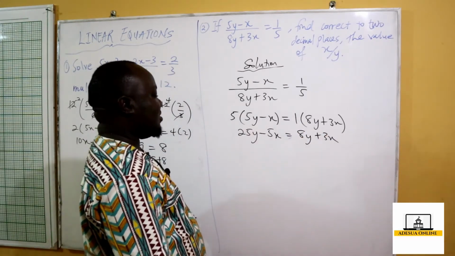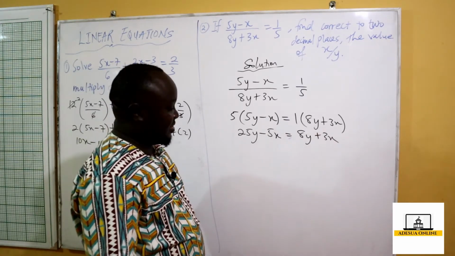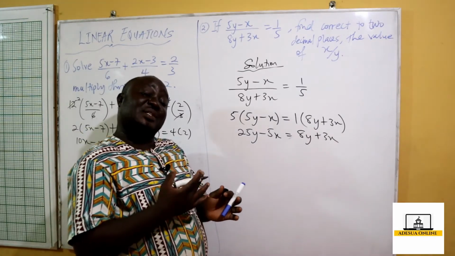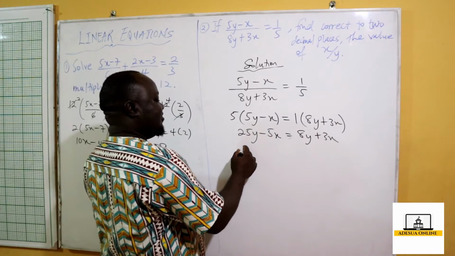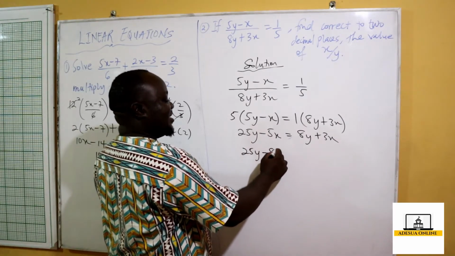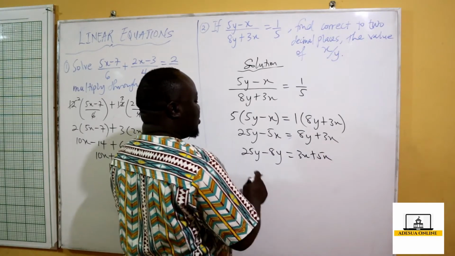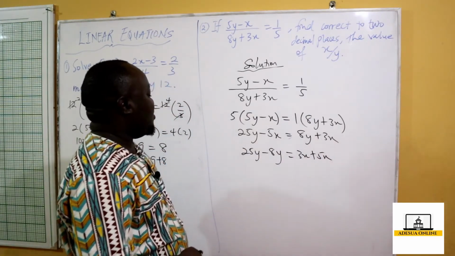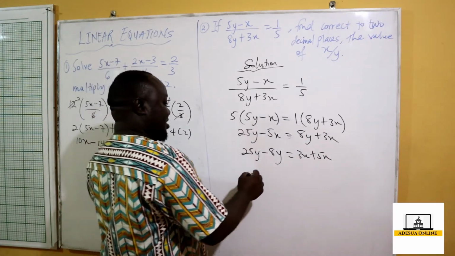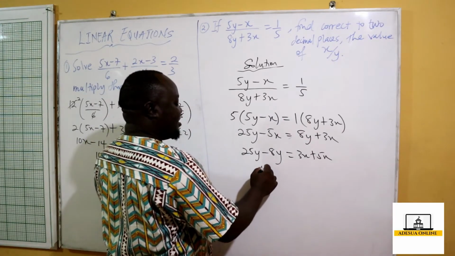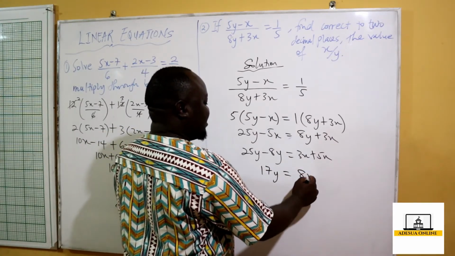Now we are asked to express this as x over y. The first thing we can do is group like terms, with the y on one side and the x on the other side. So we have 25y minus 8y equals 3x plus 5x. 25y minus 8y gives us 17y, and that is equal to 3x plus 5x, which is 8x.